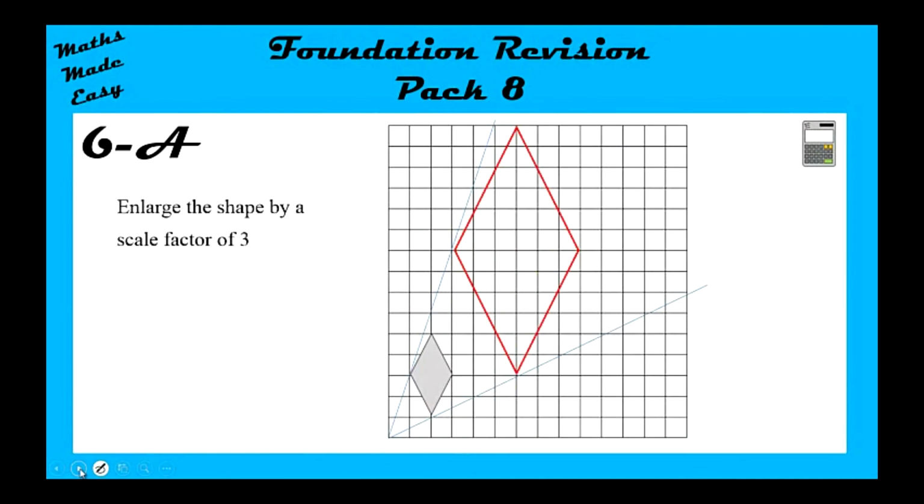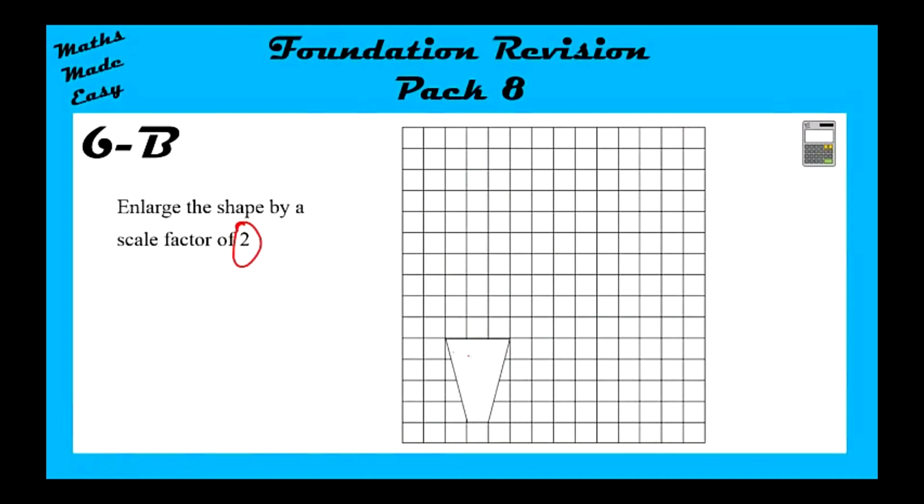This one here is only scale factor 2, so everything's going to double. So this 3 on the top is going to become 6. This 1 on the bottom is going to double to 2. And this height here of 4 is going to become 8.